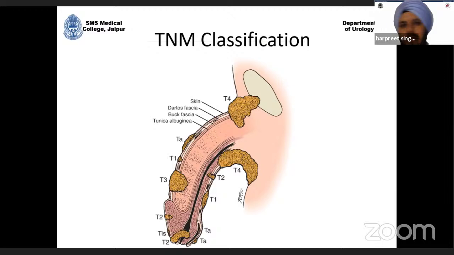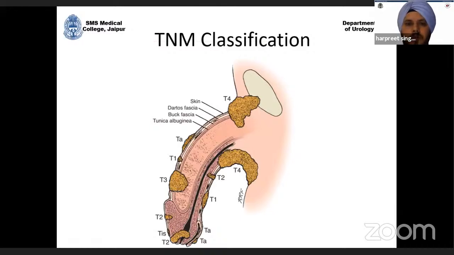And the T1 is divided into either T1a or T1b. For the T1a, it is without lymphovascular invasion or perineural invasion, and it is not high grade. Then the T1b is when it is high grade, or when it involves perineural invasion or lymphovascular invasion. Then comes the T2.